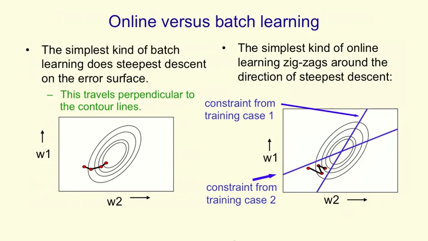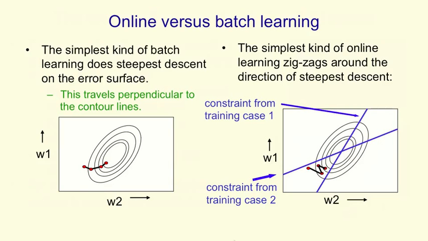So in the picture on the right, there are two training cases. To get the first training case correct, we must lie on one of those blue lines, and to get the second training case correct, the two weights must lie on the other blue line. So if we start at one of those red points, and we compute the gradient on the first training case, the delta rule will move us perpendicularly towards that line.